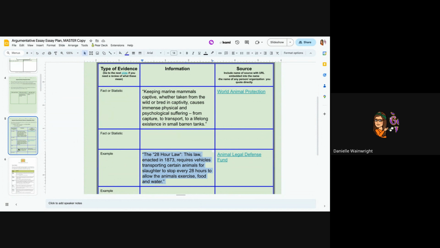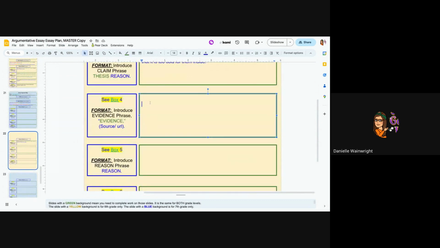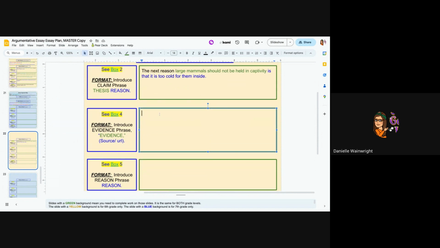I'm going to copy it. And then I'm going to come back here and I'm going to use my introduce evidence phrase. So, oh, darn you. Okay. You should not be blue. Like I worked so hard to make you not be blue. Okay. So if it shows up blue, start typing in black. Follow the colors.